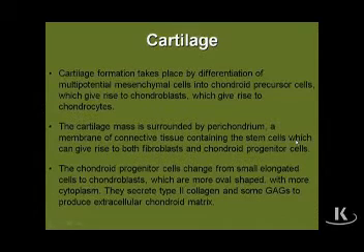The perichondrium is a membrane of connective tissue containing the stem cells, which give rise to both fibroblasts that can produce connective tissue outside the cartilage, and chondroid progenitor cells that can give rise to chondroblasts that obviously form the cartilage. The chondroid progenitor cells can change from small elongated cells to chondroblasts, which are generally more oval-shaped with more cytoplasm. And those chondroblasts, their major job is to produce and secrete type 2 collagen and some glycosaminoglycans that provide the extracellular chondroid matrix.